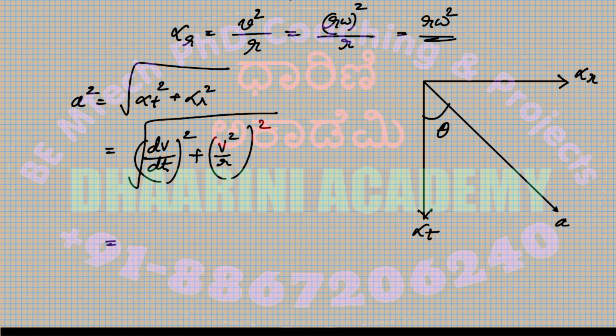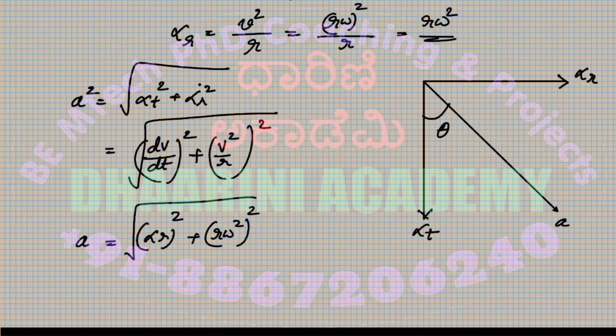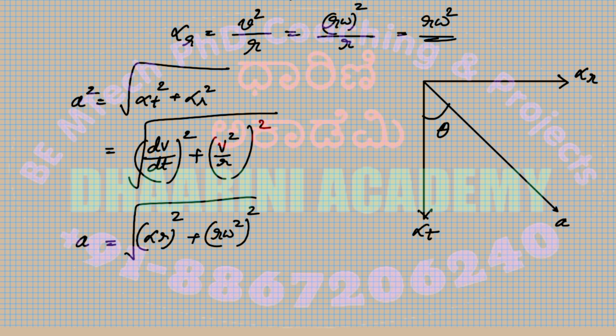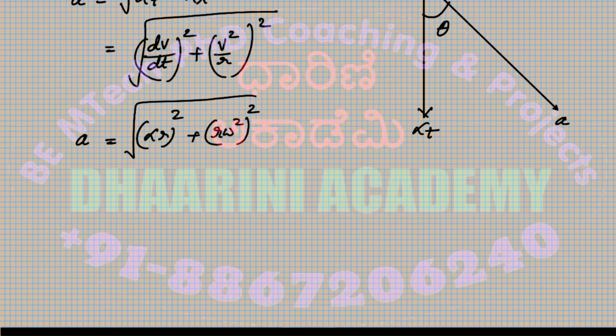I already know that dv by dt, we already proved, is r into alpha. So this is r alpha whole square, plus the second component we just proved, that is r omega square, the whole square, under square root. This is the equation which we can use to calculate a. I made one mistake. This is not a square. A is equal to the square root of the sum of squares of the two components. Okay, please correct.